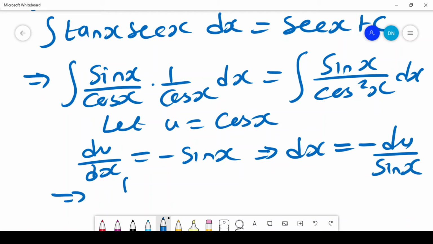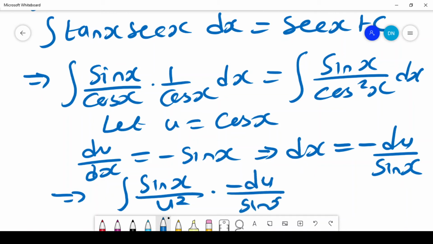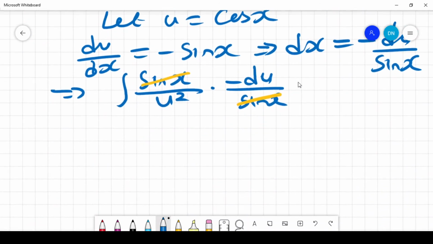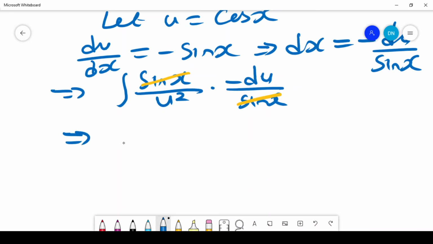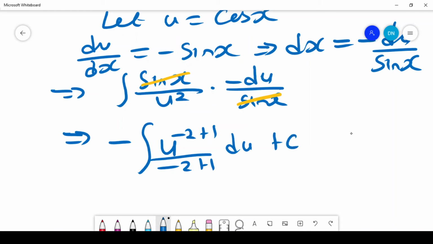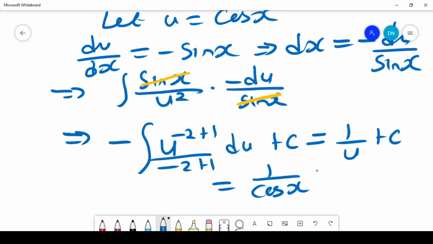And so that means I can write the equation as sine x over u squared times negative du over sine x. What I'm sure about is that these two will cancel out, and that makes it easier for me. With that information, what I have is negative u raised to power minus 2 plus 1 divided by minus 2 plus 1 du plus c. That gives me 1 over u plus c. And we know what 1 over u is? 1 over u is 1 over cos x plus c, which gives me sec x plus c.